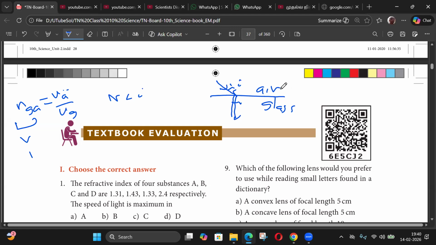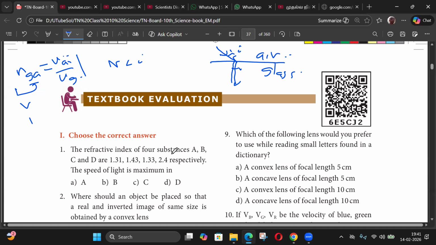So it's velocity of air by velocity of glass. You might get confused, see here the thing is different: glass to air, here air to glass. So there is a confusion here. To understand that confusion, take this example of air and glass. The refractive index is 1.5 and the velocity in air is more. So the speed ratio should be air to glass, and it's the refractive index of glass with respect to air.